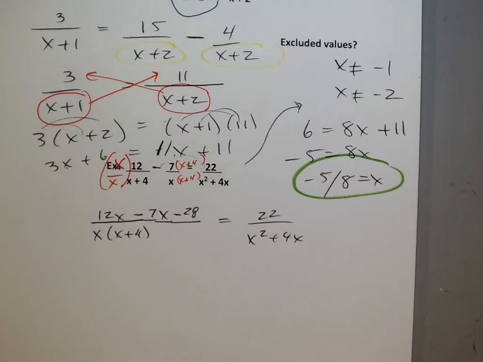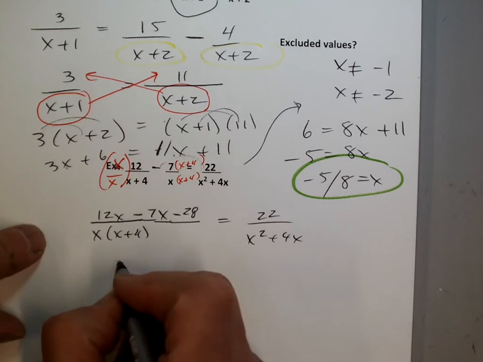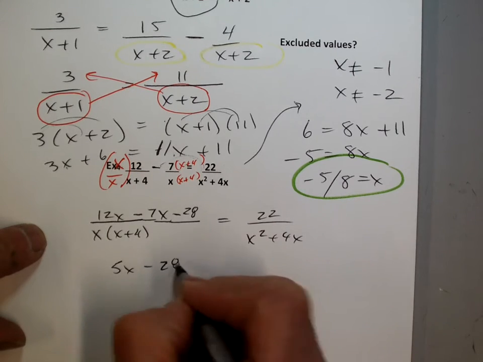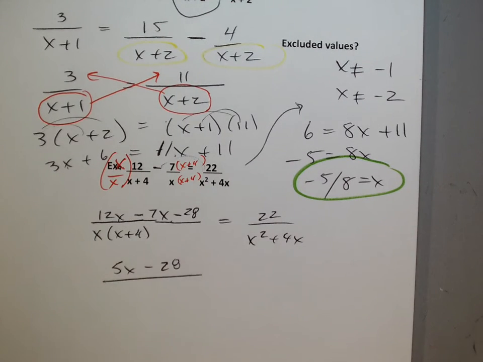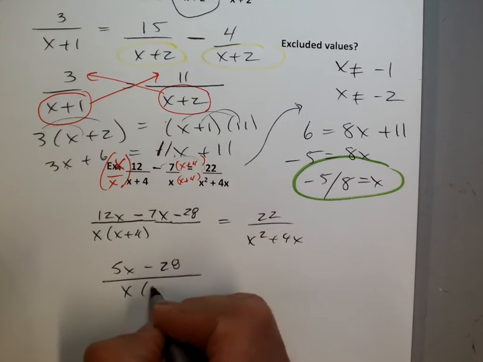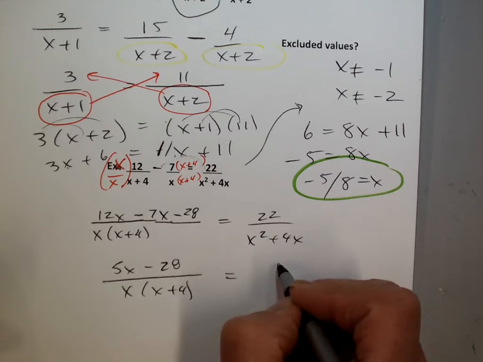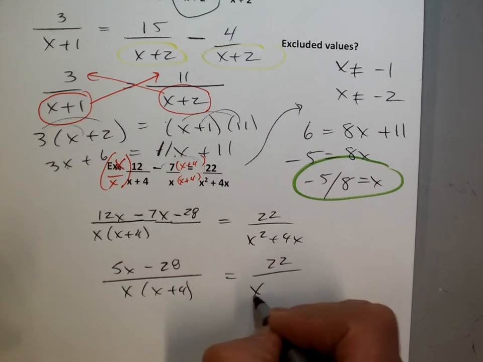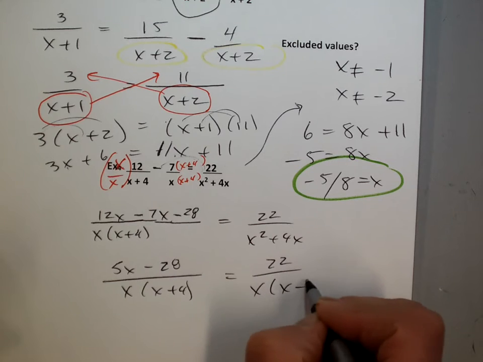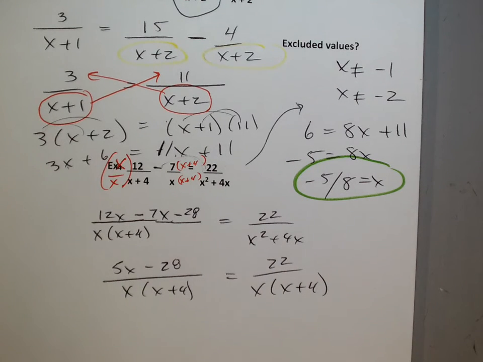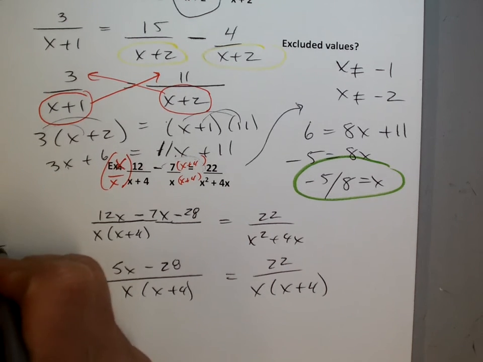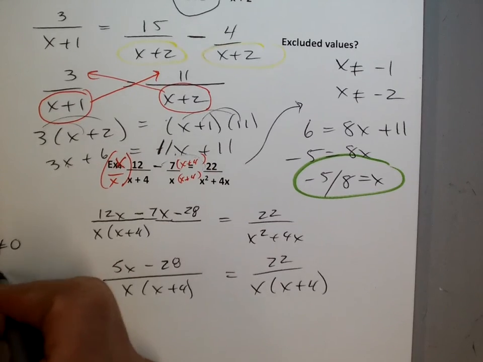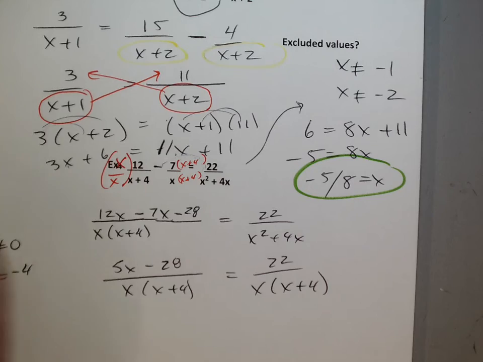Okay, now I'm going to simplify this a little bit more. So I'm going to get a 5x minus 28 over x times x plus 4, right? And if I factor this, I get x times x plus 4. Now, at this point, they have a common denominator, don't they? So, I'm thinking, wait a minute, I'm going to try to make this problem even easier for me. One thing I know for sure is that x cannot equal 0 or negative 4. Okay, I need to keep that in mind because that may happen.